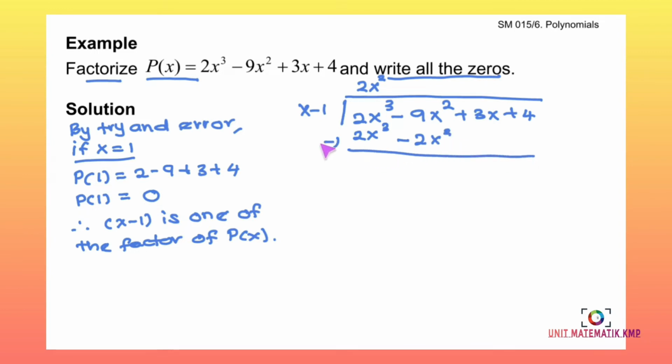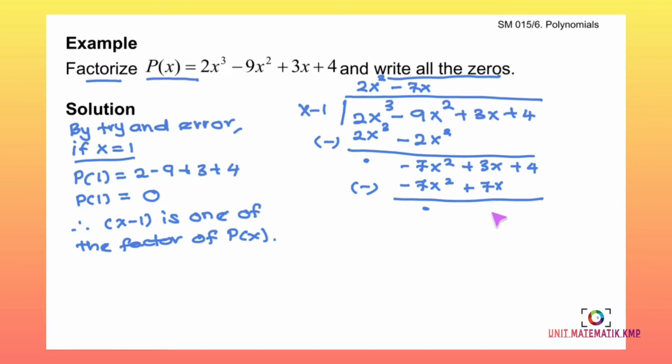So minus, we have here 0. Negative 9 minus negative 2 is negative 7x squared. So bring down 3x plus 4. Next, x times what equals negative 7x squared? x times negative 7x, right? So here we have negative 7x squared. Negative 7x times negative 1, we have the answer is positive 7x. Operation here is subtraction, 3 minus 7 here is negative 4x, and bring down number 4.